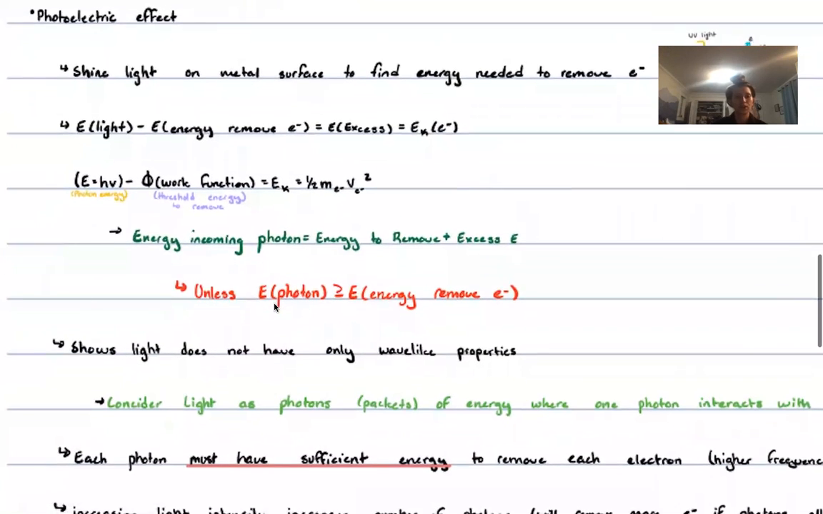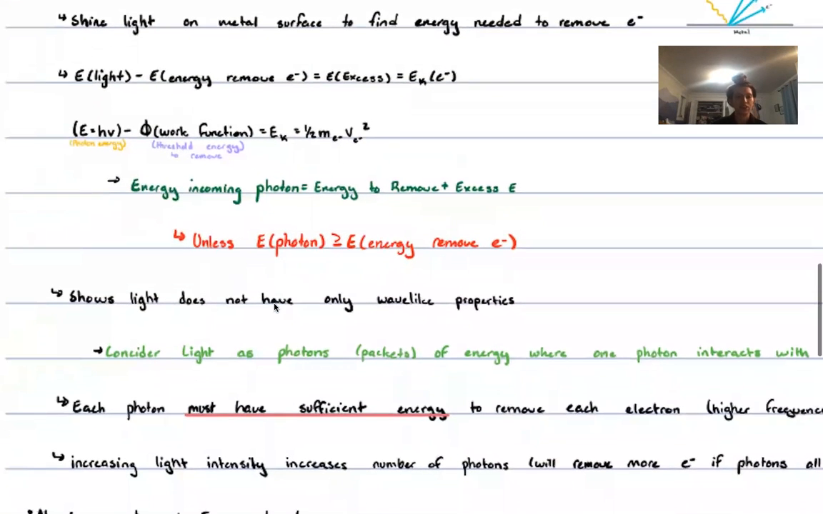So if it ever gives you a question where it doesn't give you kinetic energy, it says the kinetic energy is 0, then it asks you to find either the photon energy or the threshold energy. These two are equal.